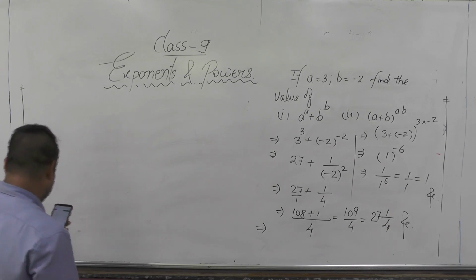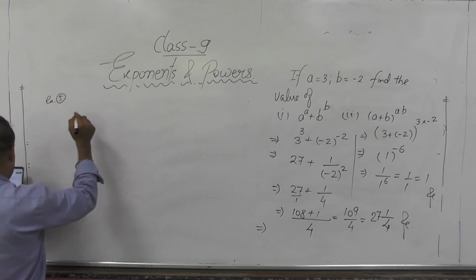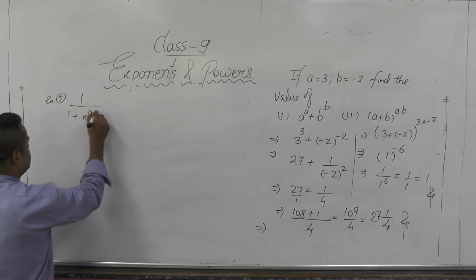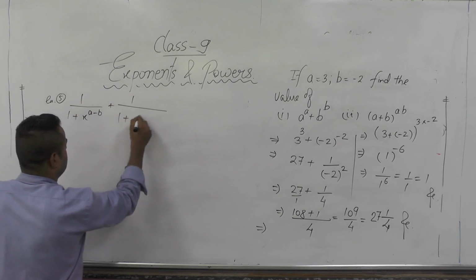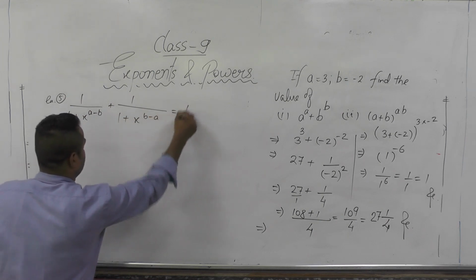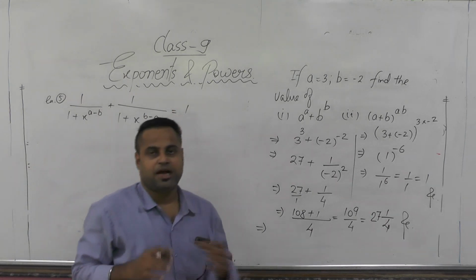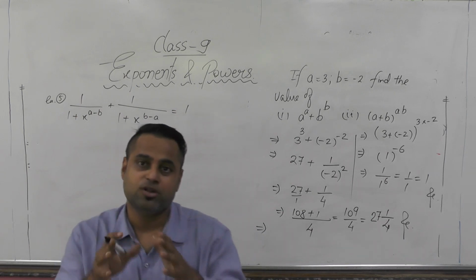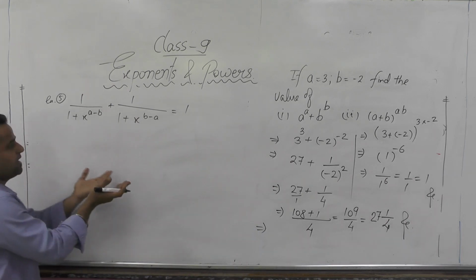It is like example number 5. Question is 1 upon 1 plus x to the power a minus b, plus 1 upon 1 plus x to the power b minus a, equals to 1. Now how to do that question? First of all, just remember that you need to open the statements. So you can apply here the reverse rule.